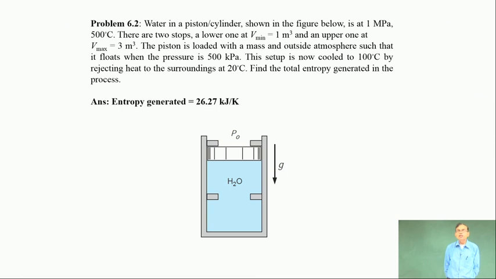pressure is 500 kilopascal. So, all this full statement is given just to make sure that when the piston moves in a quasi equilibrium process, the pressure that is resisting is the same as 500 kilopascal. The setup is now cooled to 100 degree centigrade by rejecting heat to the surroundings at 20 degree centigrade. Find the total entropy generated in the process.